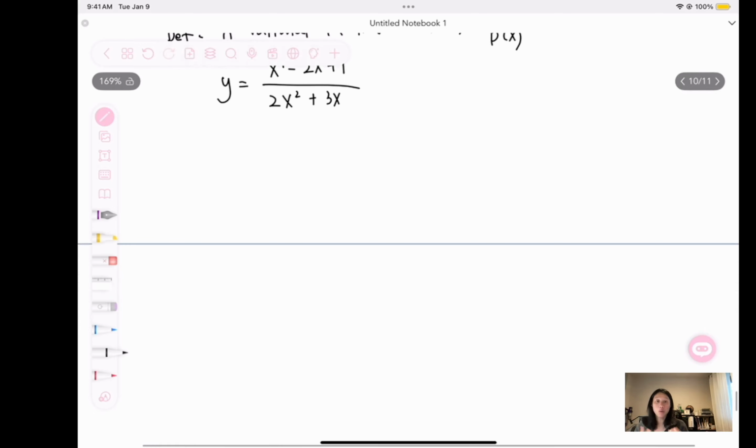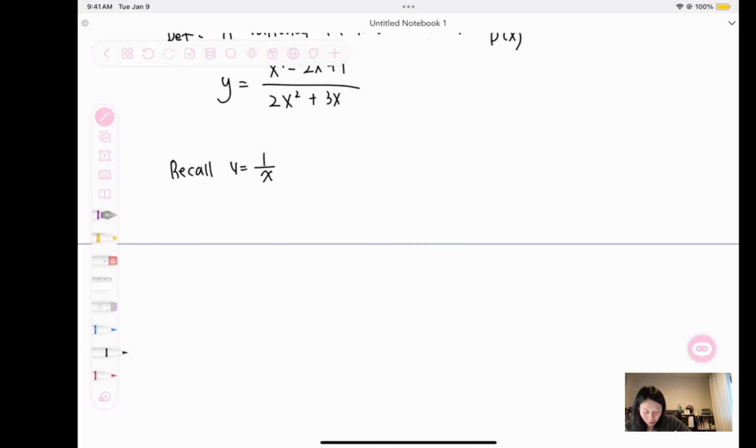Now the two most basic rational functions we have are the reciprocal function, y equals 1 over x, and the graph looks like this. The other one is the reciprocal square function, or the square reciprocal function, where both branches are on the top.